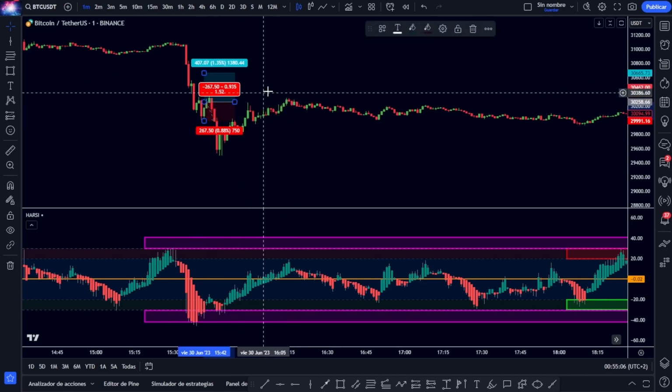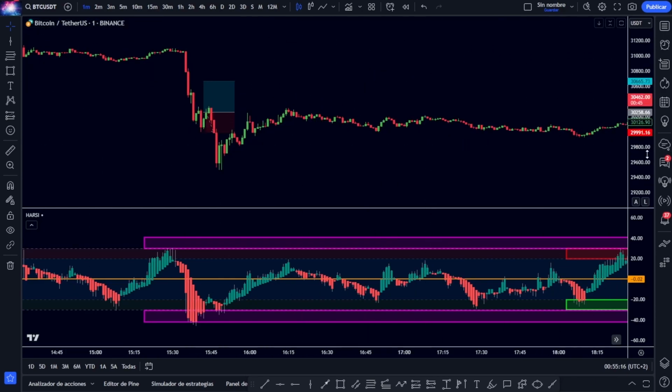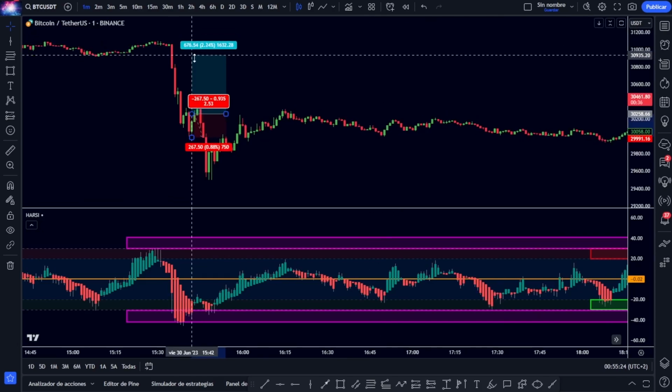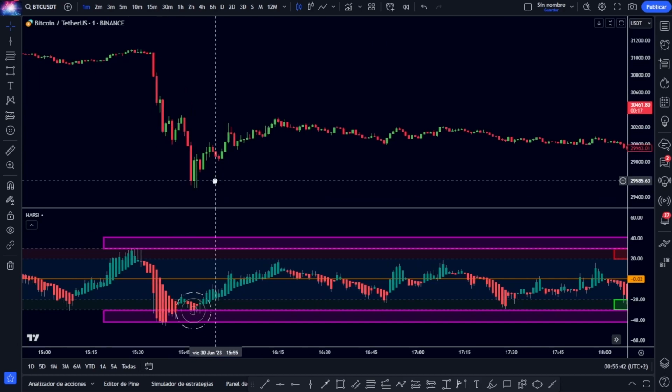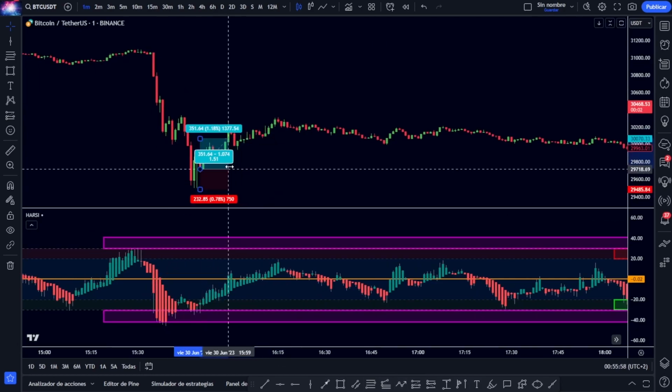That would also depend quite a bit on the asset you are operating. Obviously, cryptocurrencies are more volatile than, for example, Forex or traditional stocks, where you could place higher ratios. Even so, in this case, the operation has failed, but a few minutes later we have another entry signal, and in this case, the operation goes perfectly.